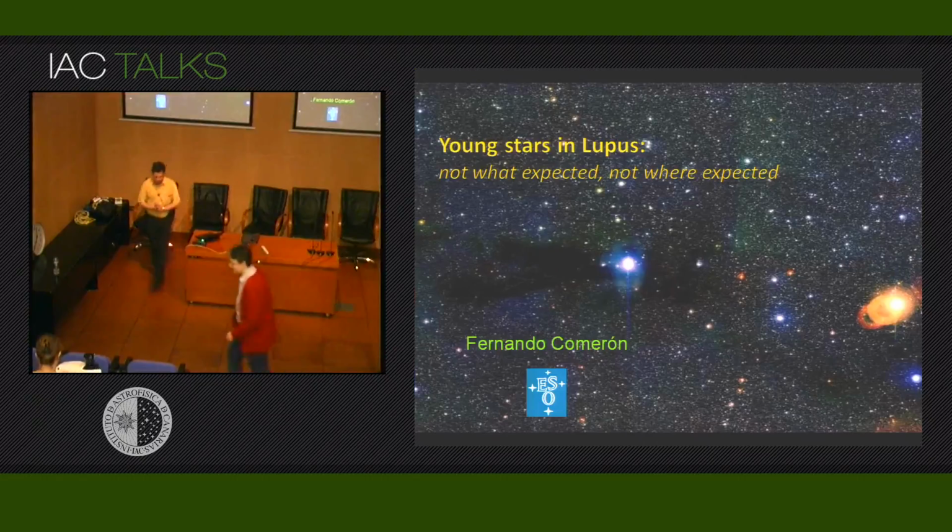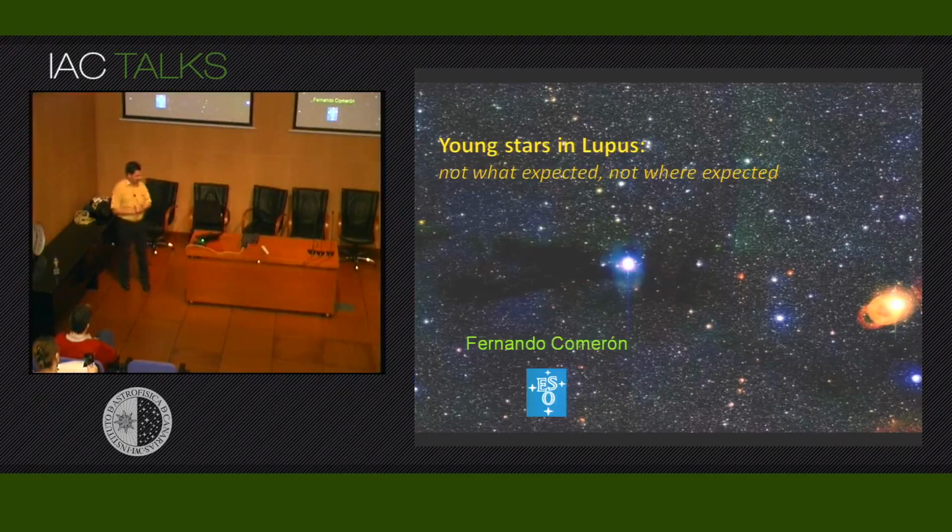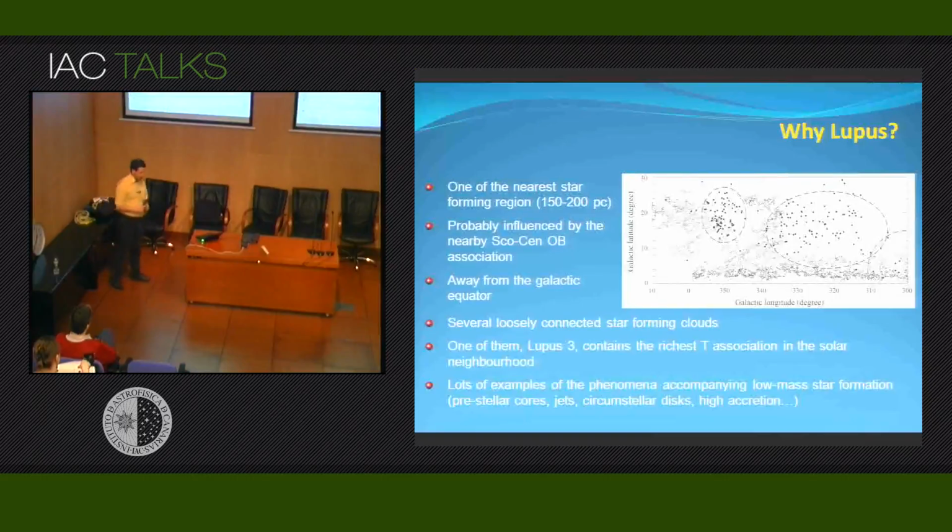So I was trying to give a somewhat provoking title to my presentation, Young Stars in Lupus, Not What Expected. What I mean by this will become clear towards the end of my presentation. But what I would like to start with is by motivating why looking at Lupus is interesting or exciting. So why Lupus? The Lupus clouds are one of the nearest low-mass star-forming regions in the solar neighborhood. It's a place where we can access lots of stars, lots of phenomena displayed by young, low-mass stars that we can study in detail, and we have plenty of those in the Lupus clouds.